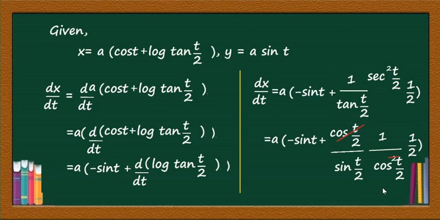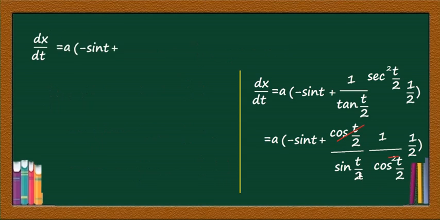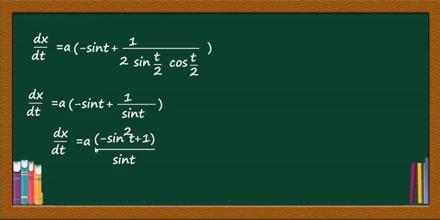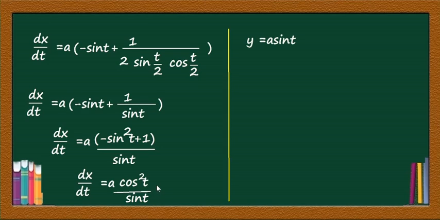Here cos t by 2 gets cancelled, and dx by dt is equal to a into minus sin t plus 1 by 2 sin t by 2 cos t by 2, and 2 sin t by 2 cos t by 2 is sin t, so dx by dt is equal to a into minus sin t plus 1 by sin t, and you can take LCM. Dx by dt is equal to a into minus sin square t plus 1 divided by sin t. That is dx by dt is equal to a into 1 minus sin square t, which is cos square t, divided by sin t.